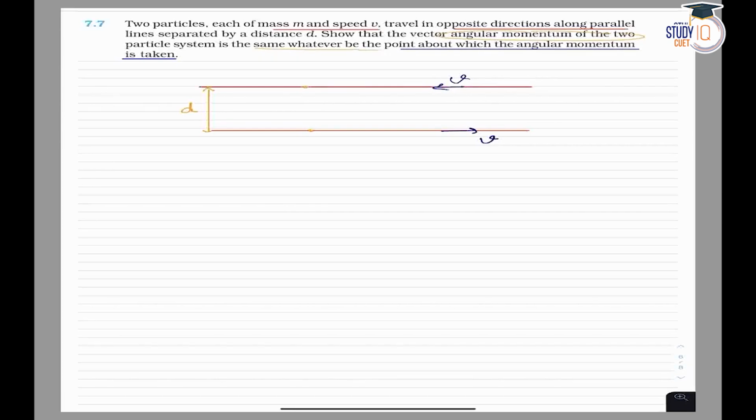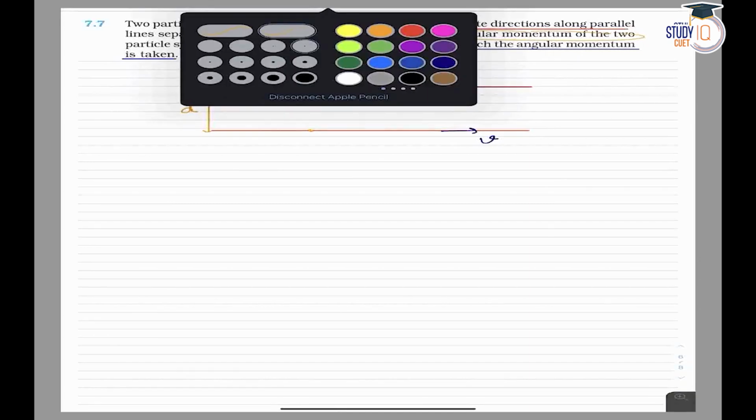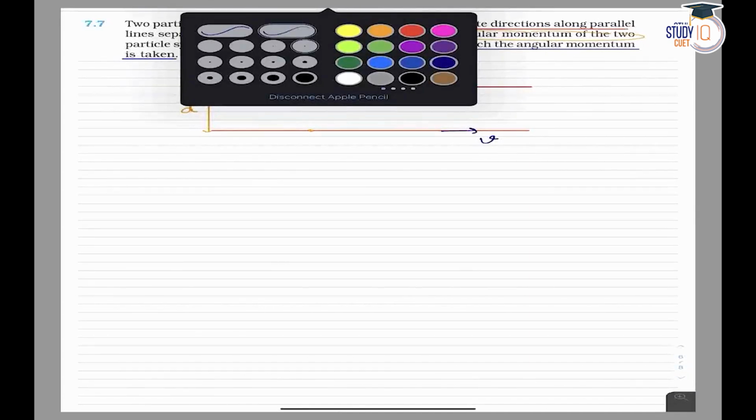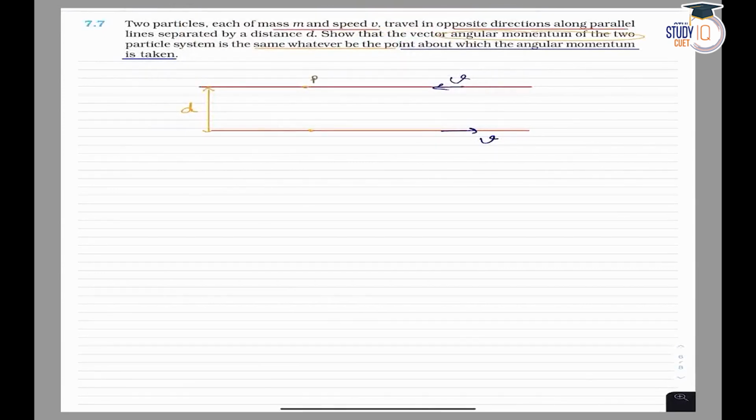is the same whatever be the point about which angular momentum is taken. So through different points we have to prove that the angular momentum is the same. So let us consider that we are given 3 points. Let's say one is point P, other is point Q, another is point R. And the mass of the given particles is m in both situations.